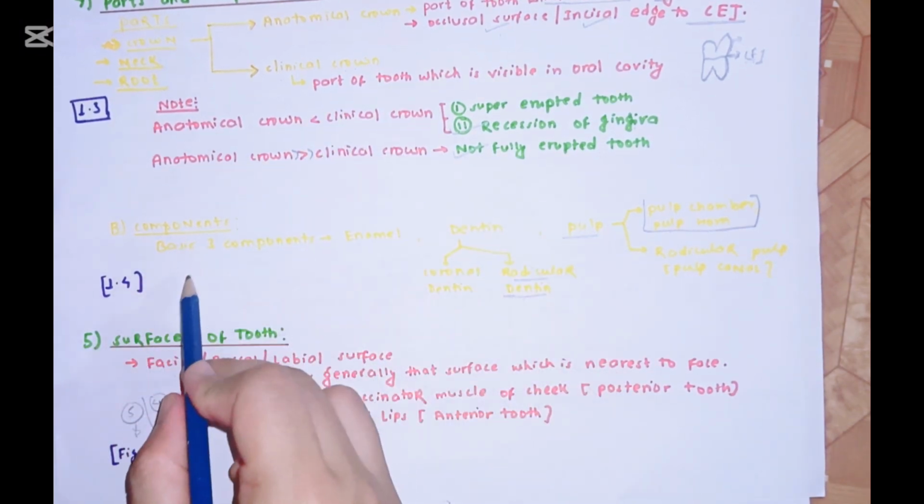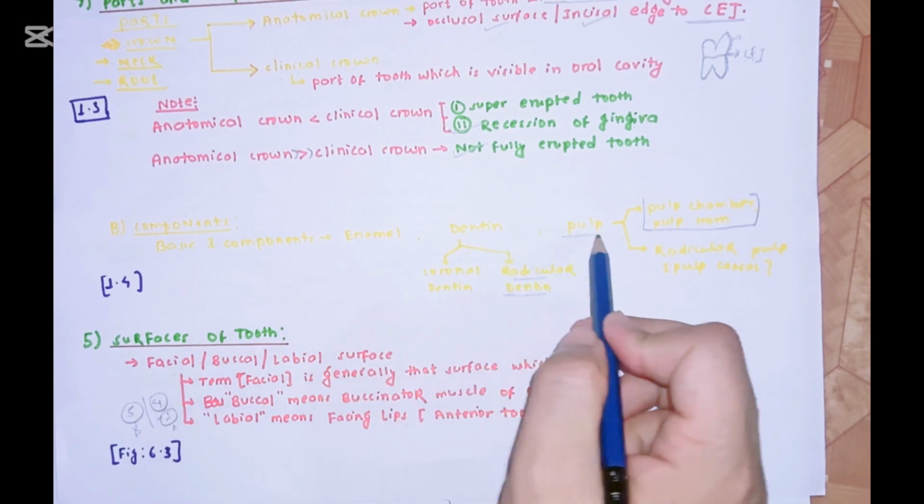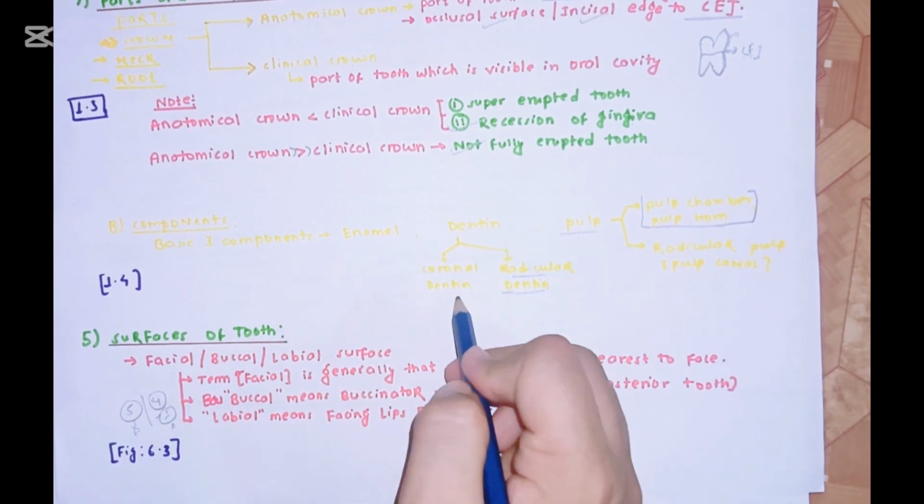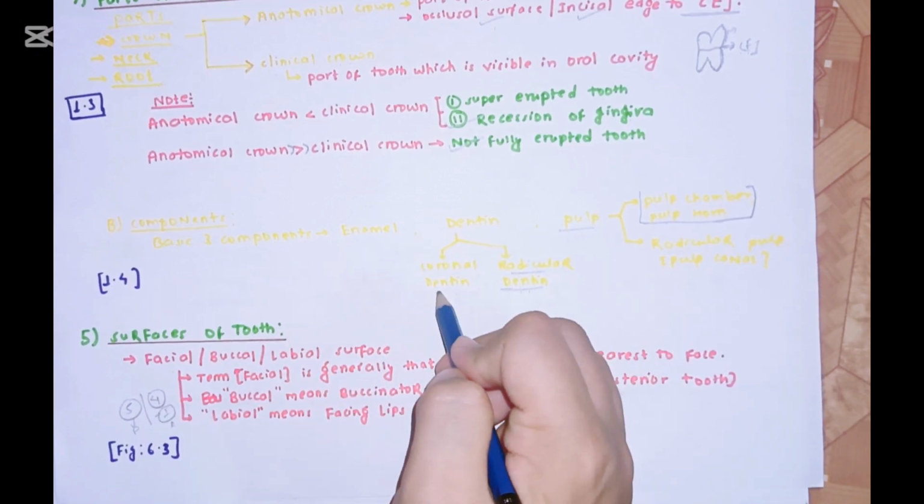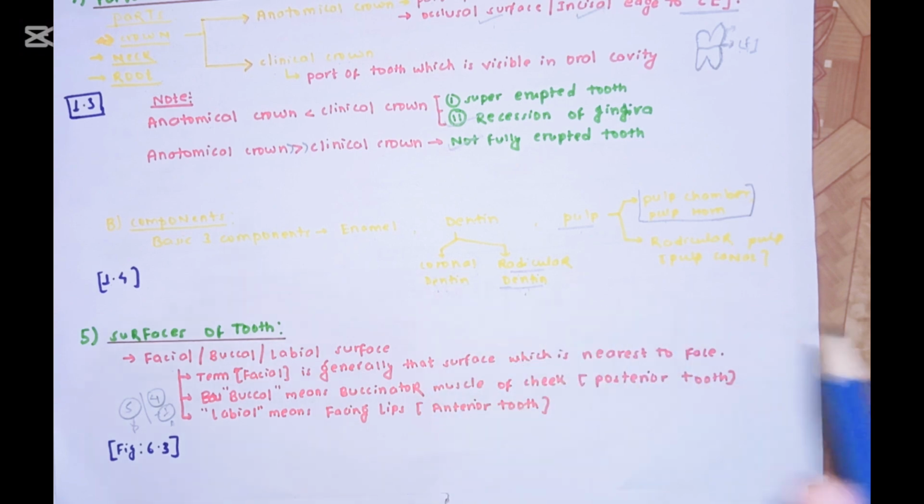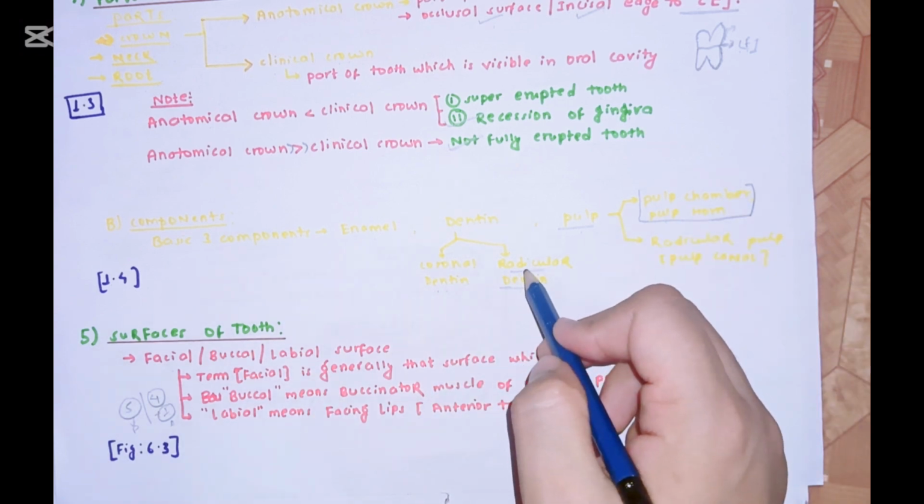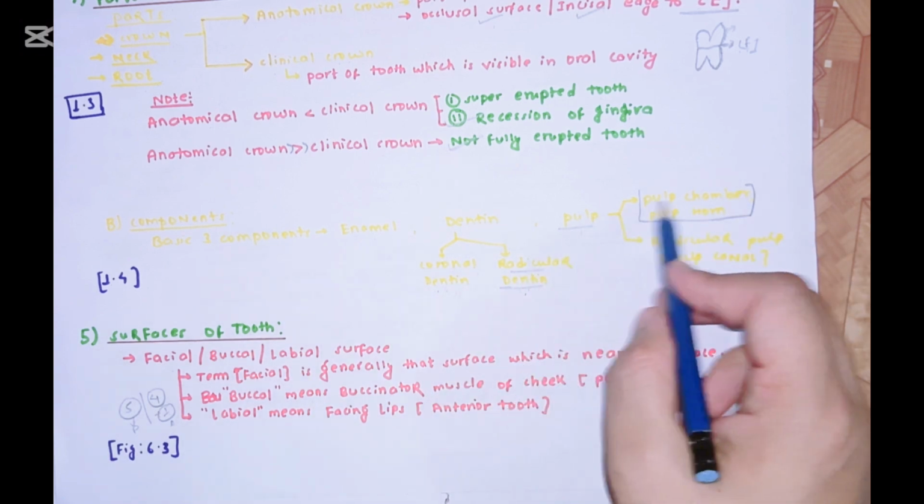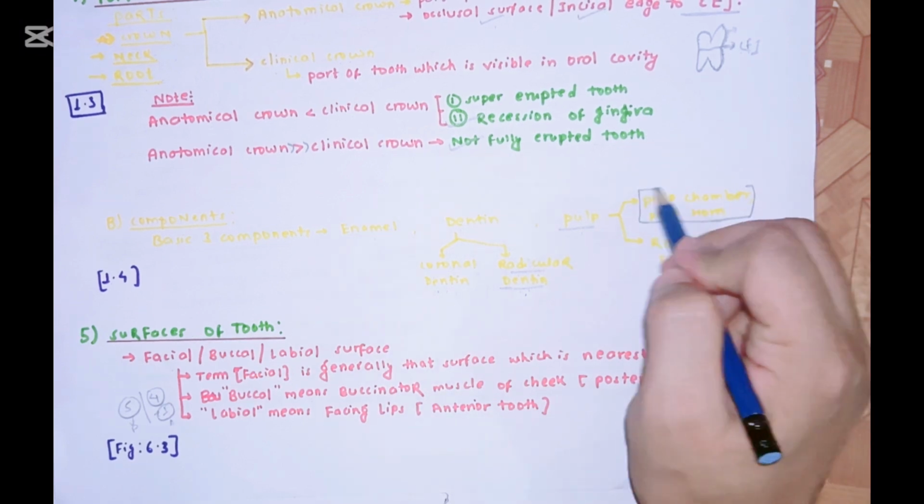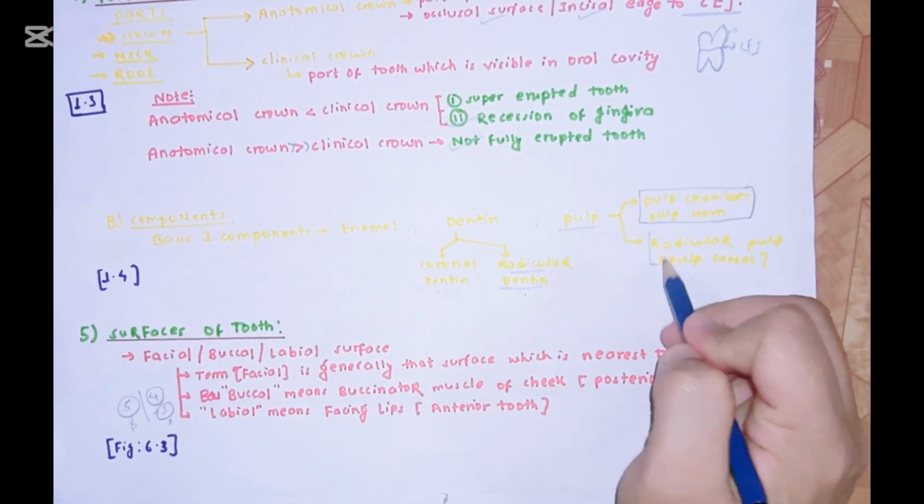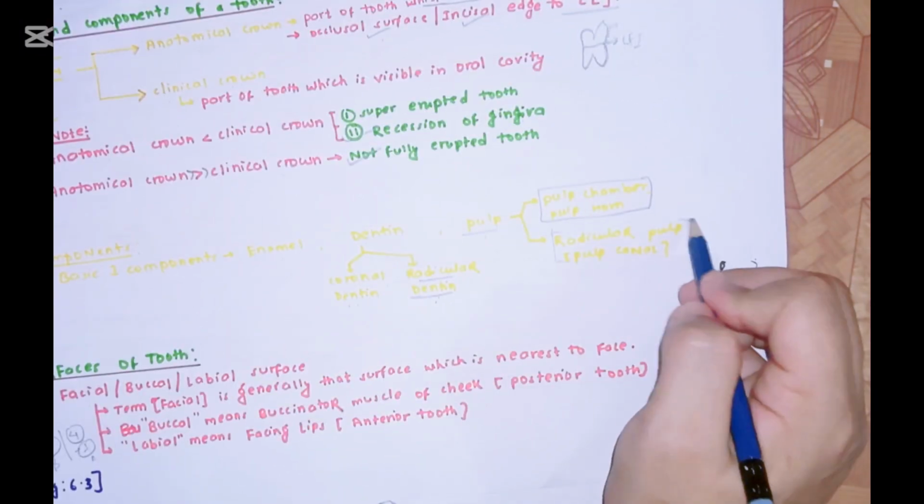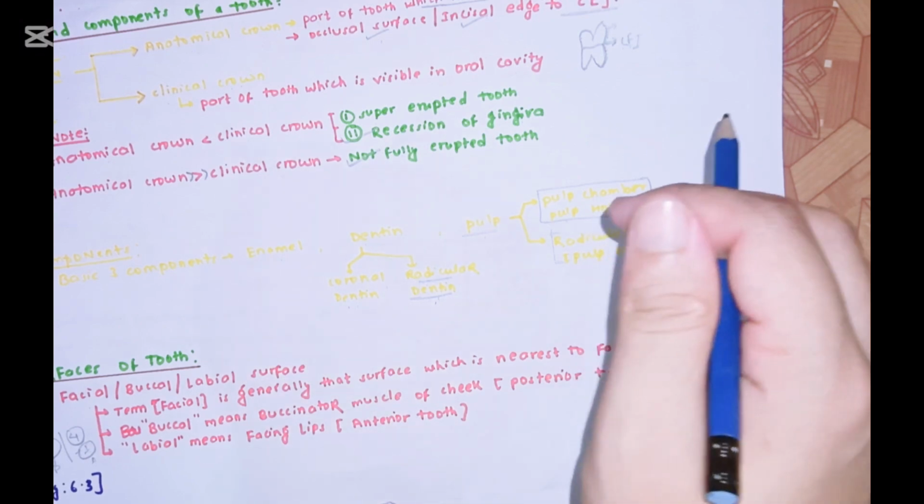In components, there are basically three components: enamel, dentin, and pulp. In dentin, we have coronal dentin and radicular dentin. Coronal dentin is present in the crown, and radicular dentin is present in the root, sorry. In pulp, we have pulp chamber and pulp horn, and in radicular dentin, we have the pulp canal.